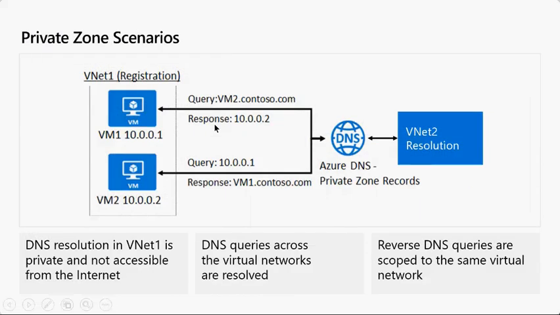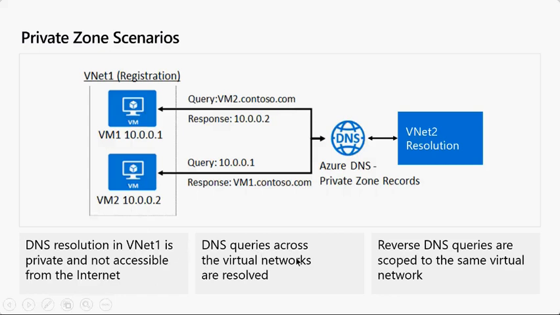So for private DNS zones, if you have multiple zones, or multiple VNets, you can definitely think about multiple zones, but ultimately we have seen the registration process. First, DNS resolution in VNet1 is private and not accessible from the internet. That we need to note.